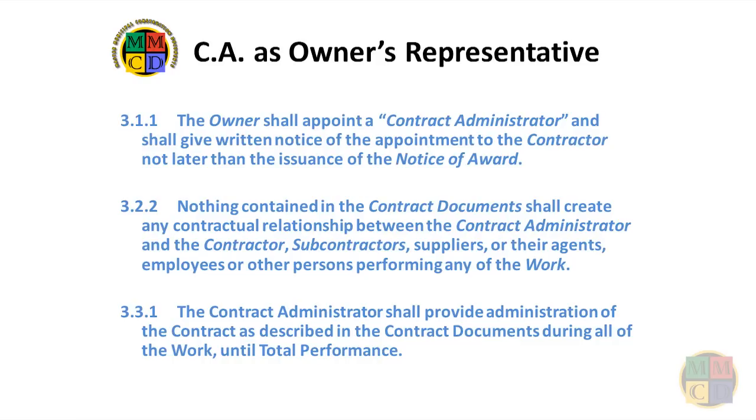Furthermore, GC 3.1.2 makes it mandatory for the owner to immediately replace a contract administrator who departs. This emphasizes the importance of the role of the CA in the project. The project should not proceed without a CA in place.